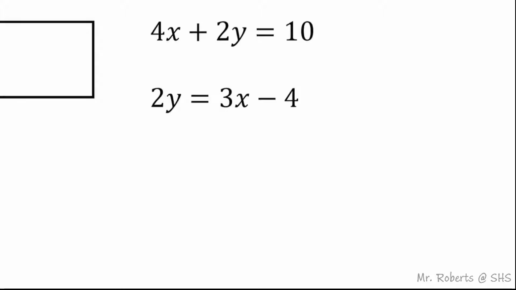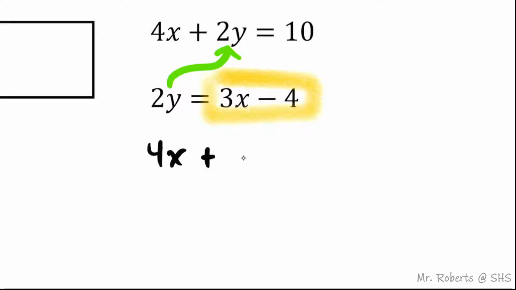I did not see it when I wrote my original answer key, but just looking at it right now, it occurs to me that this is equivalent to 2y, right? It says 2y is 3x minus 4. What's amazing about that is that the top equation needs 2y. This is probably the most straightforward substitution I've seen. I can write this as 4x plus 2y. 2y is the same thing as 3x minus 4, and that equals 10.